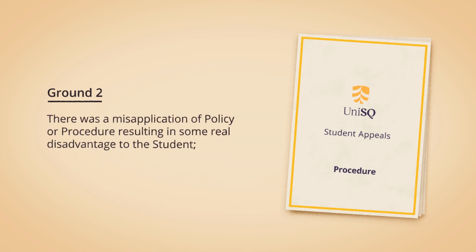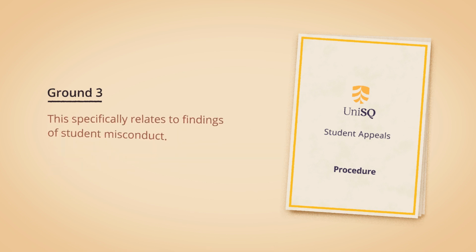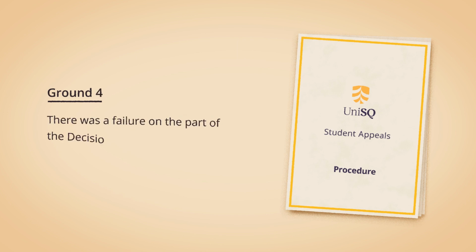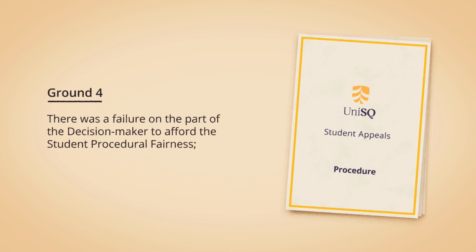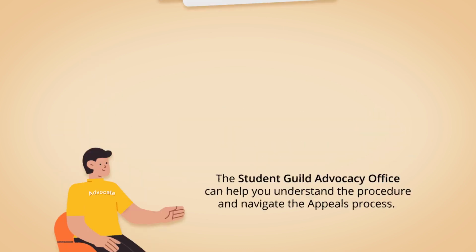2. There was a misapplication of policy or procedure resulting in some real disadvantage to the student. 3. The decision was manifestly incorrect or unjust or the penalty where applicable was disproportionate to the nature of the student conduct, the subject of the decision. This specifically relates to findings of student misconduct. 4. There was a failure on the part of the decision maker to afford the student procedural fairness, such as the influence of bias. The Student Guild Advocacy Office can help you understand the procedure and navigate the appeals process.